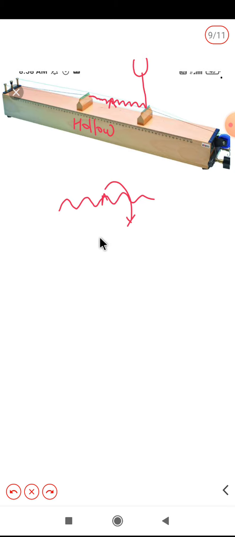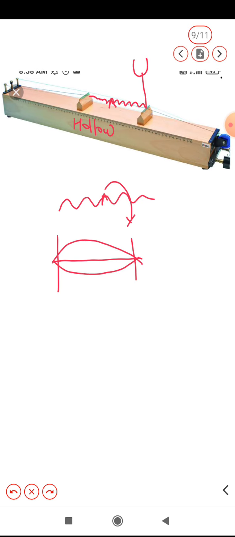Paper rider will fall, and paper rider will fall only when resonance occurs, because at resonance the string will vibrate with the maximum amplitude. ठीक है, between the two knife edges, and the paper rider will fall off. So related to this there was a question.